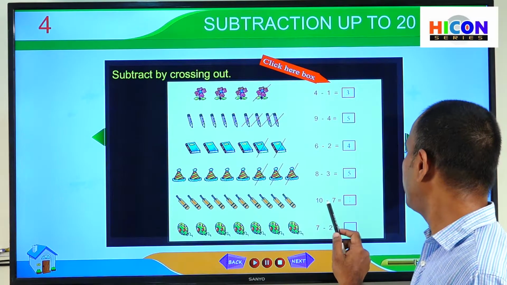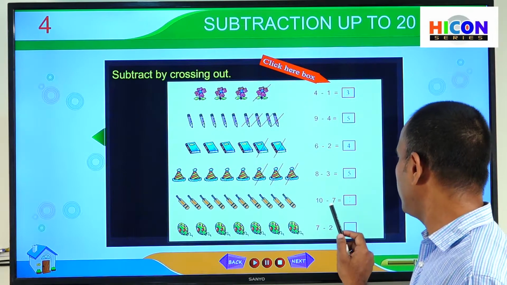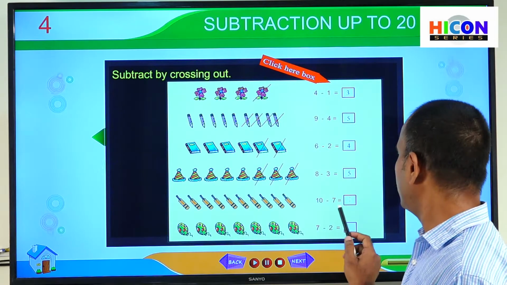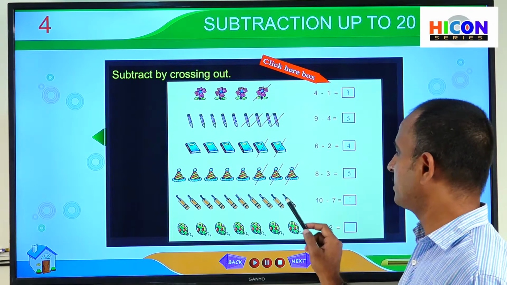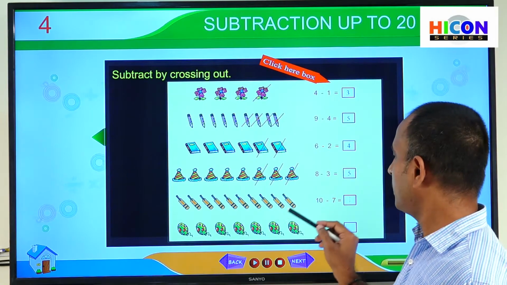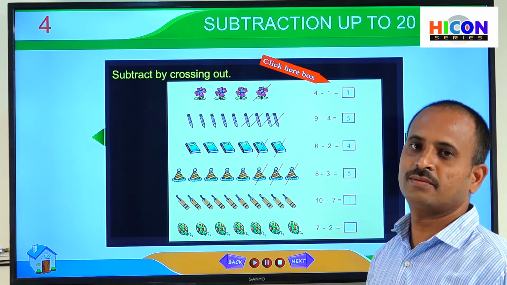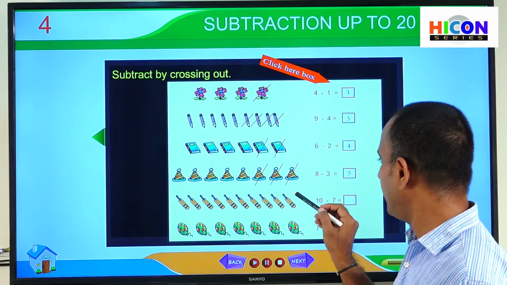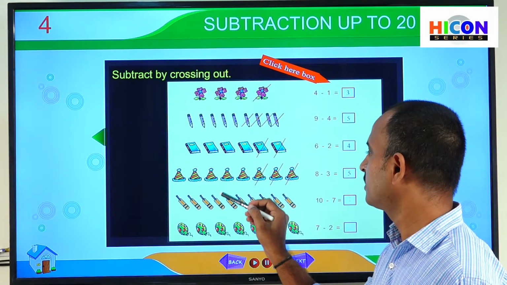So 10 minus 7. That means we have to subtract 7 from the 10. What is the second number here? 7. So we have to take away 7 bats from the 10 bats. Strike off 7 bats, then count how many bats are left there. So strike off 7 bats, 1, 2, 3, 4, 5, 6, 7.